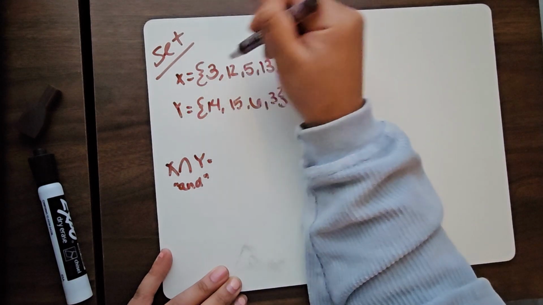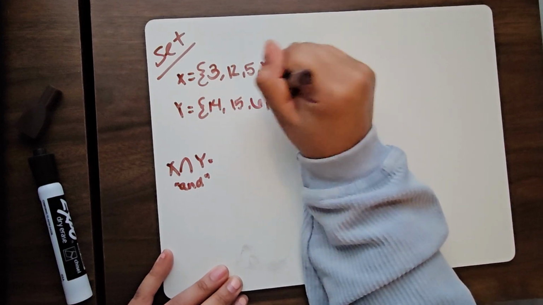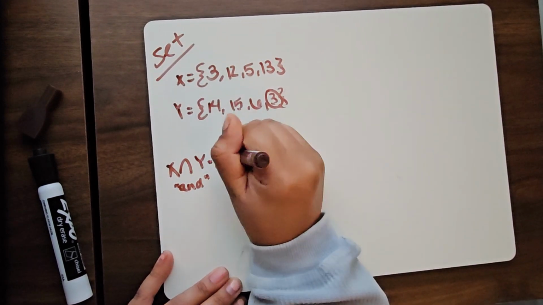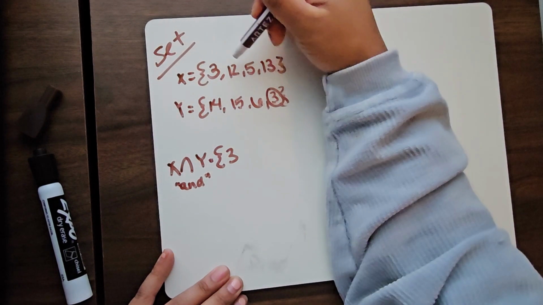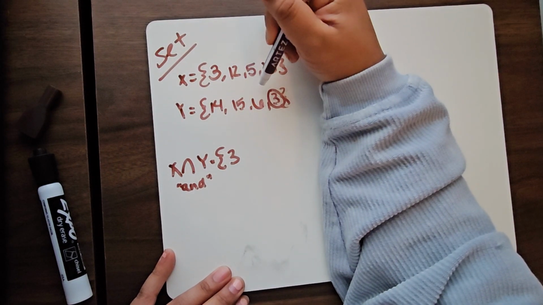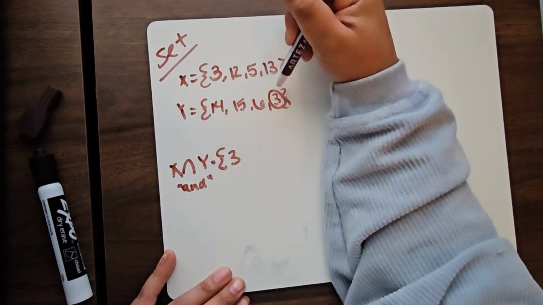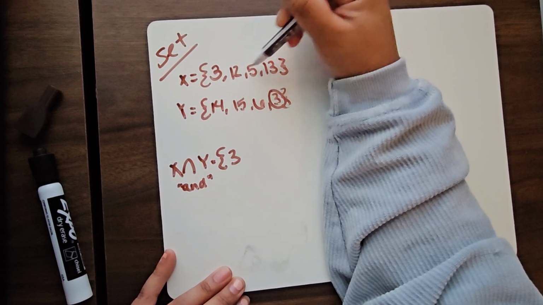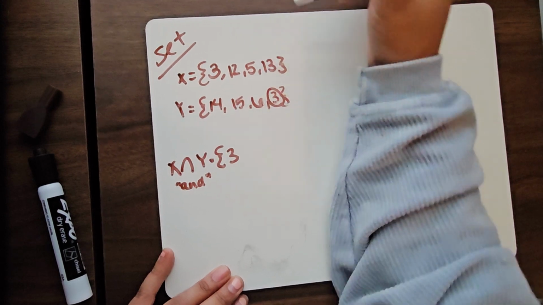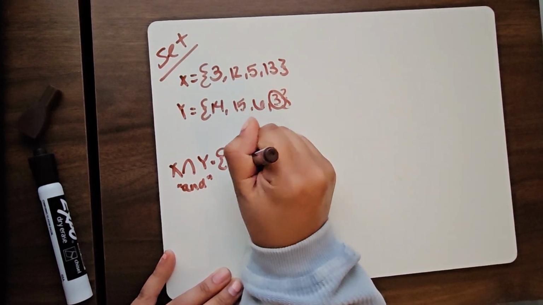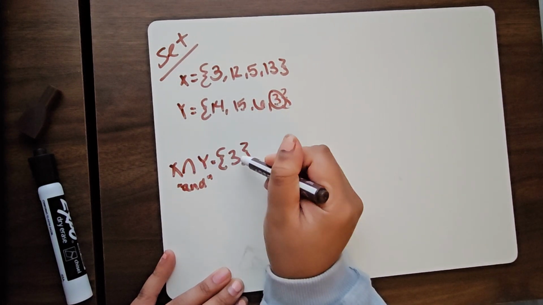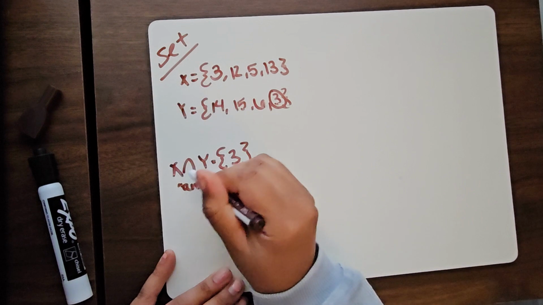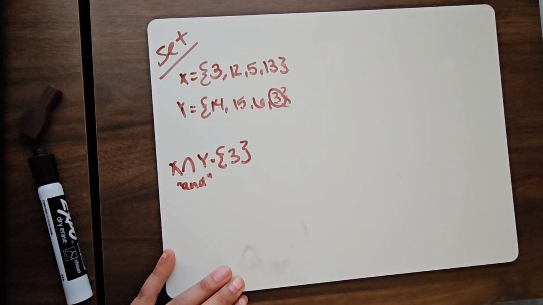So we'll go ahead and get started. We can see that the number 3 is in both sets X and Y, so we will have the number 3. We'll move on and see that the number 12 is in set X, but not in set Y. The number 5 is in set X, but not in set Y. And the number 13 is in set X, but not in set Y. So we come back down here, and this is our new set. The intersection of X and Y is 3. So we're done with this set.